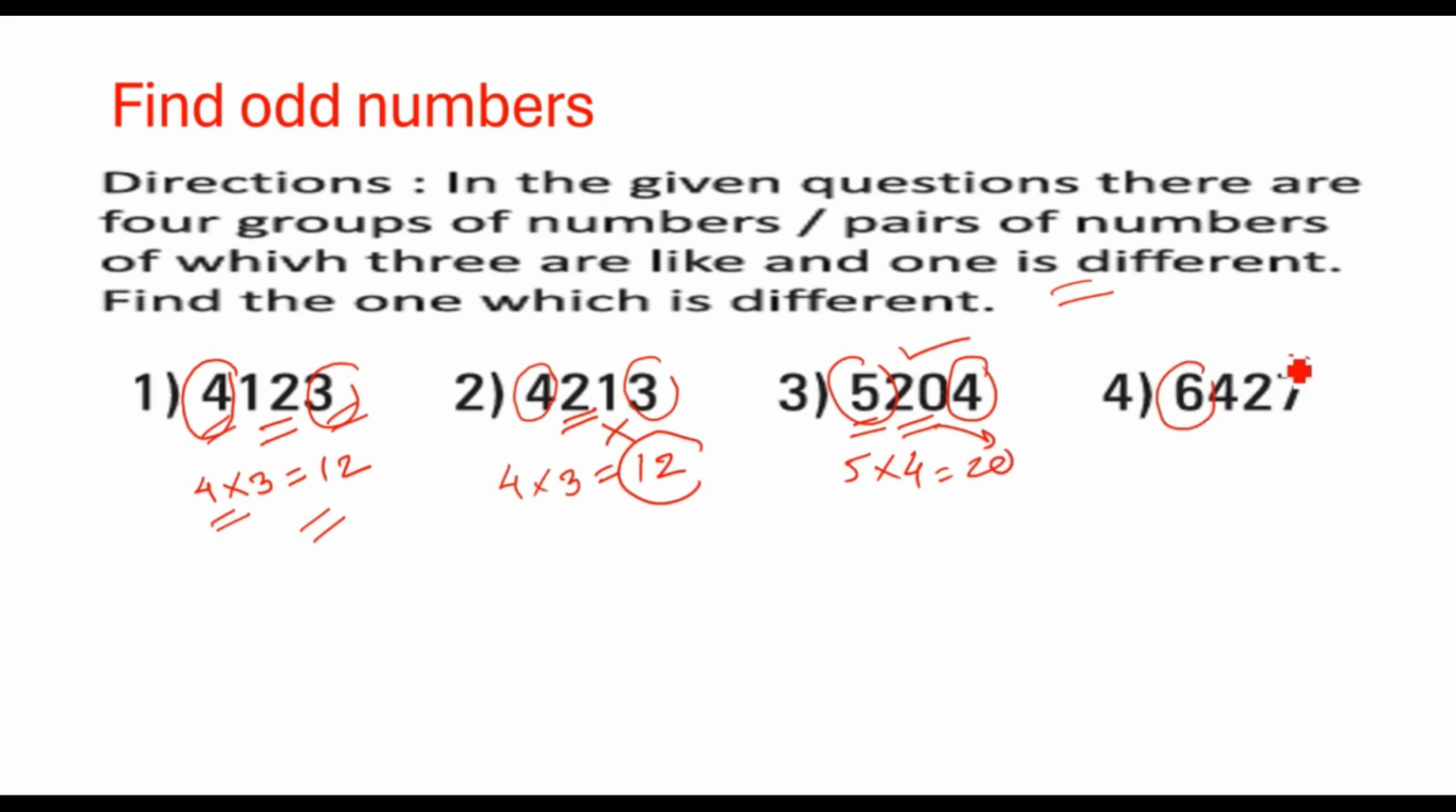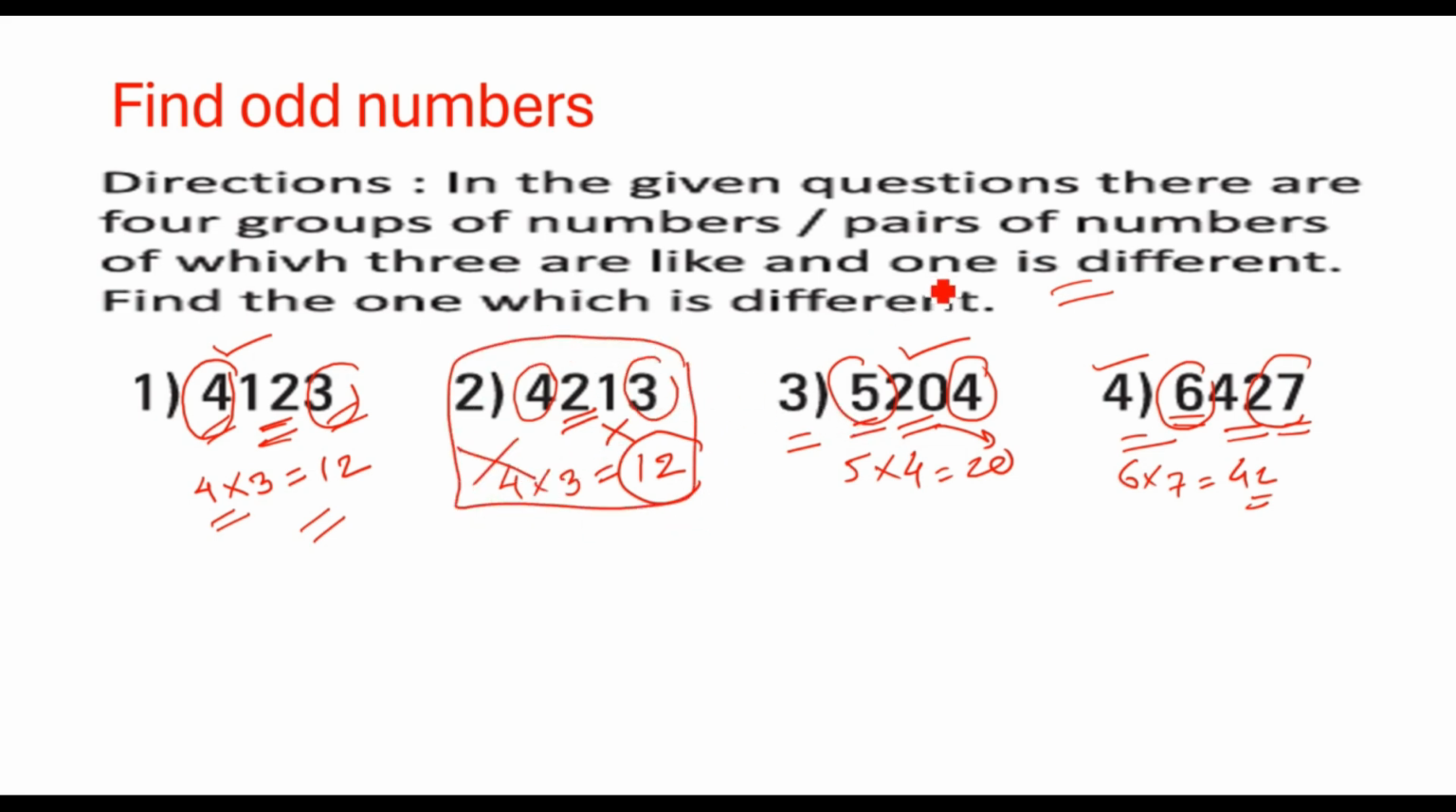6 and 27, I can say 6 and 7, the unit place numbers, 6 into 7 is 42. So this also follows the same pattern. Means in option 1, the end numbers' product is the middle number, as in option 3 and option 4, but it is not valid for option number 2, and therefore the odd one out is option number 2. Like this way you have to think and solve a variety of sums.